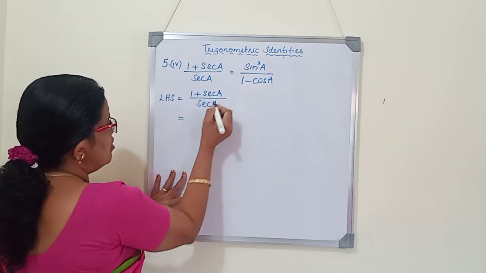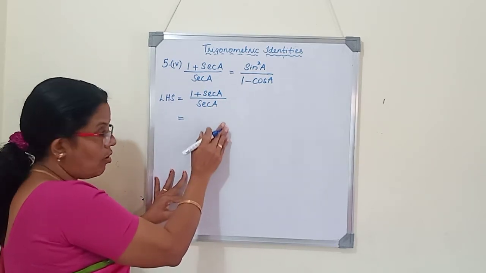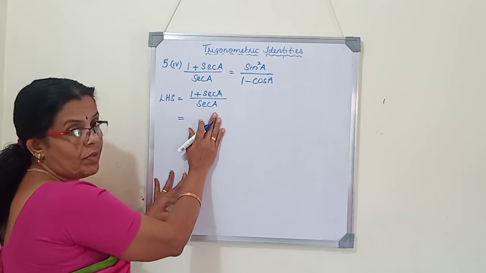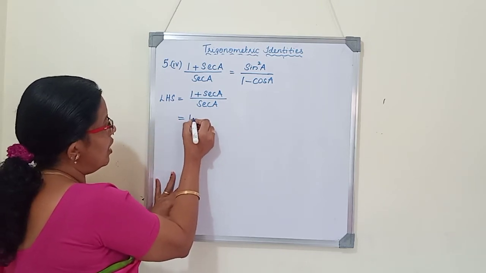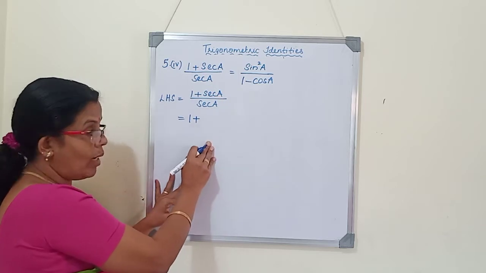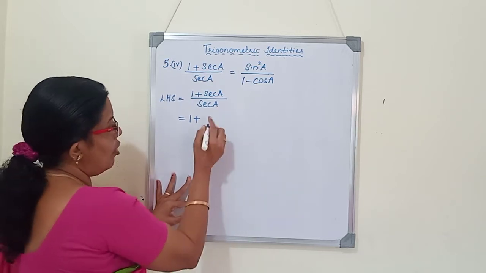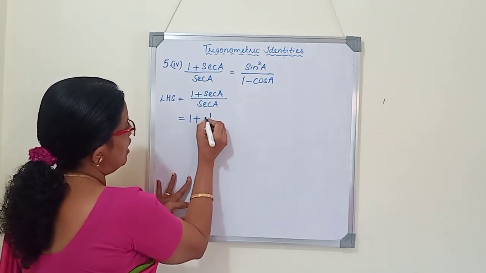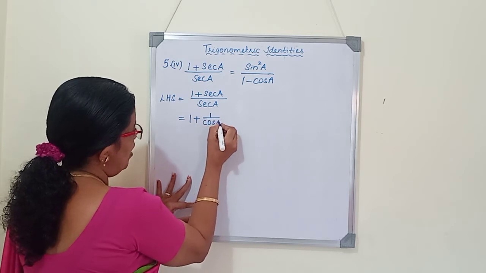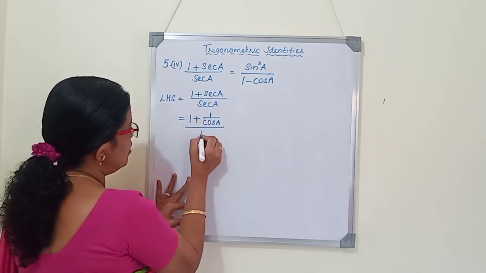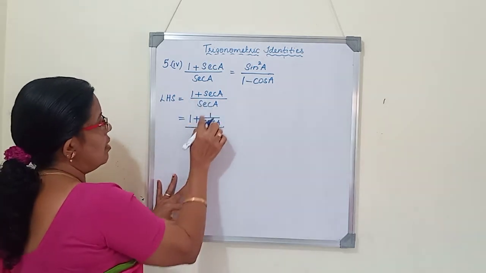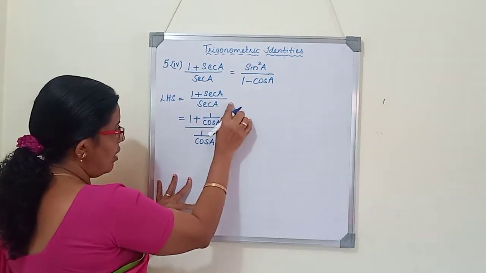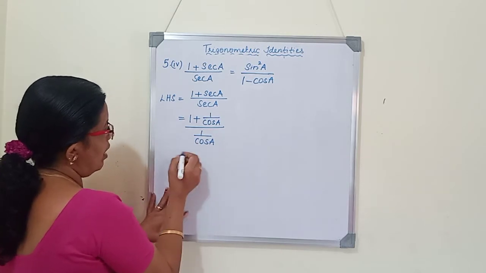Whenever sec, cosec, tan, cot, all these come, we have to convert in terms of sin and cos. So here we will write sec as 1 by cos. Sec is the reciprocal of cos theta. So sec A is 1 by cos A. Again the denominator sec A is 1 by cos A. So 1 plus sec A is 1 by cos A, whole divided by again sec A, which is 1 by cos A.